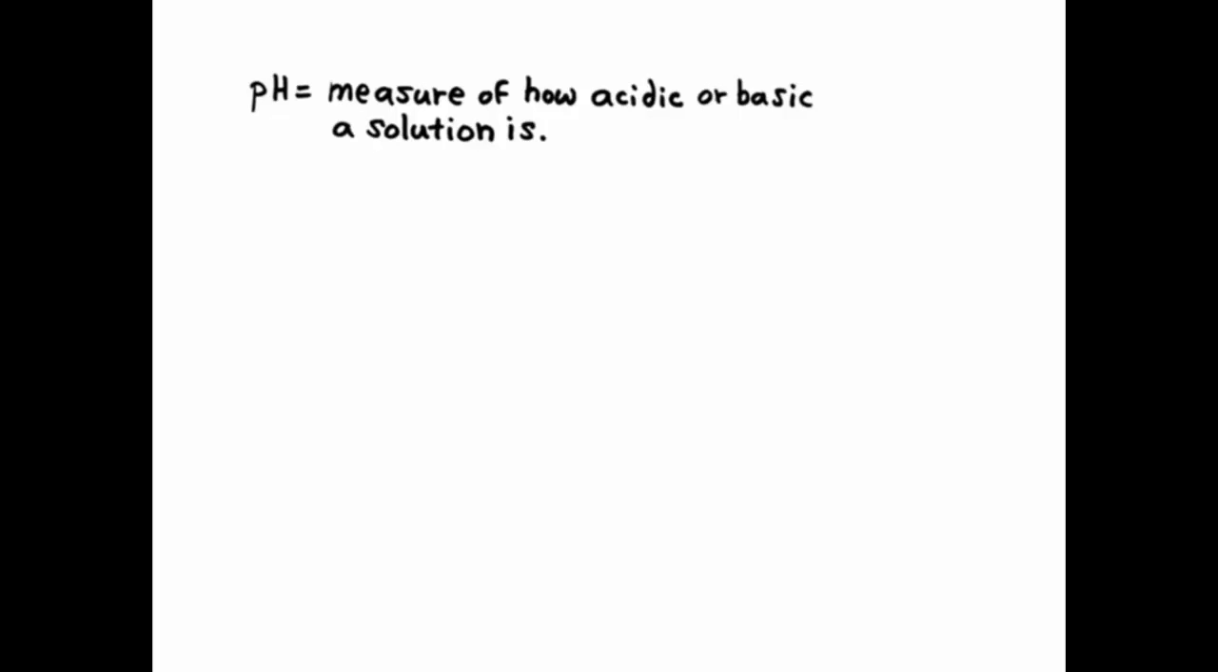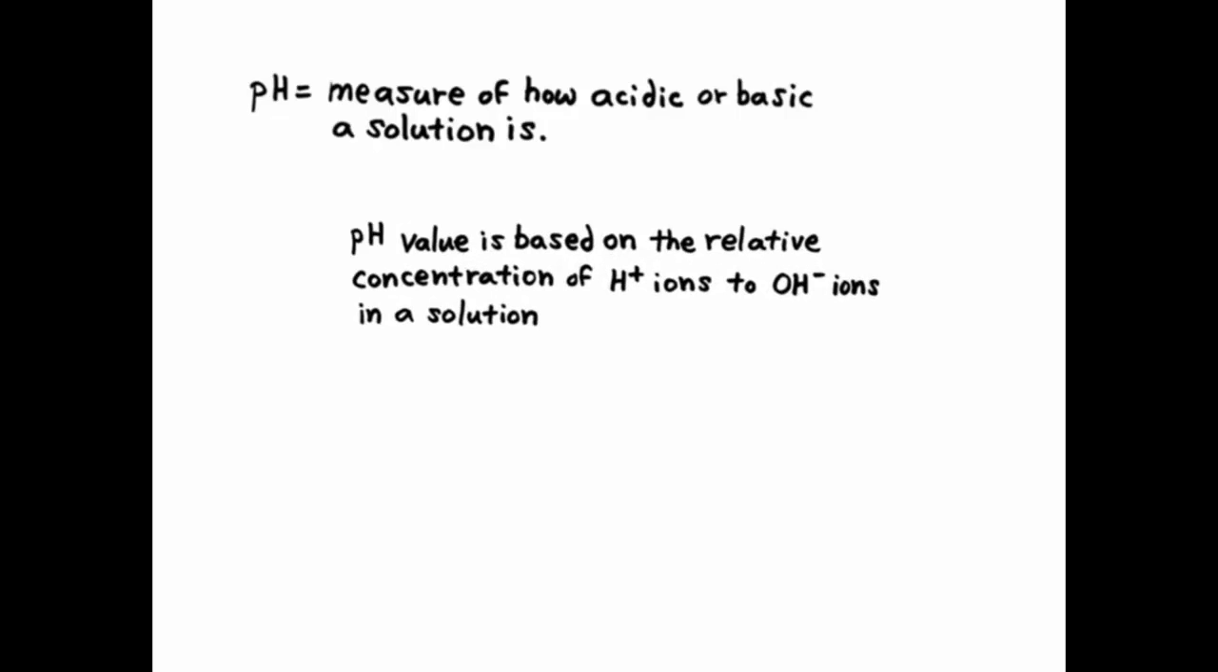So we can determine a scale of numbers to describe how acidic or basic a solution is. And that scale is named the pH scale. And pH literally refers to the power of hydrogen. The pH value is based on the relative concentration of hydrogen ions to hydroxide ions in a solution. So the important word here is relative concentration. If we compare the amount of total hydrogen ions to the amount of total hydroxide ions, that ratio is what determines the pH value.